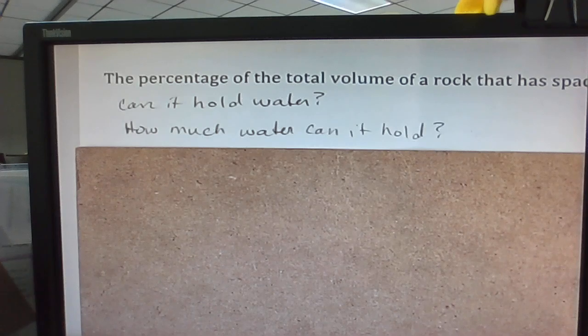So think of a sponge. A sponge has porosity. It has these little holes, and it can hold onto water. How much water a rock or soil sample can hold depends on the size of the pores that are in the rock, the spaces that are in the rock, and what percent of the total volume of that sample is space rather than rock material.